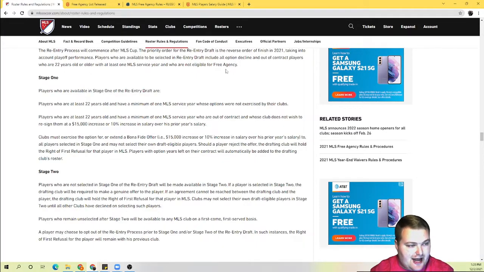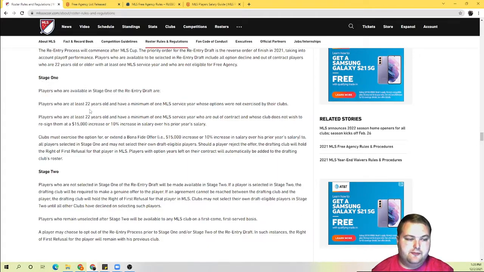So this will take place after MLS Cup is over. So I think it's scheduled for like the 14th or 15th, so like the Monday after next week. So this is definitely something you want to pay attention to. Stage 1, which will be 1 day, and then stage 2 will be the next day, I believe.